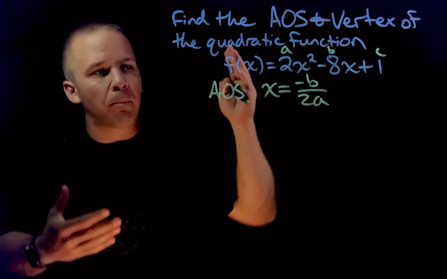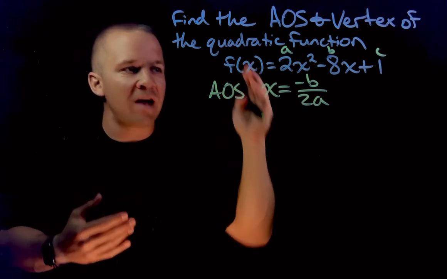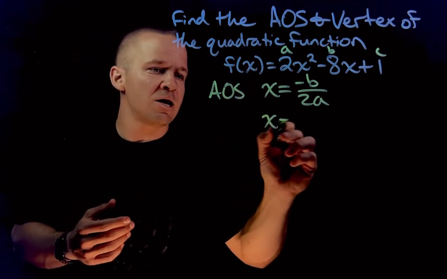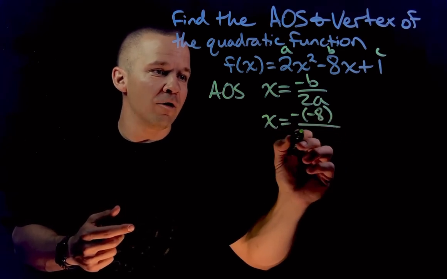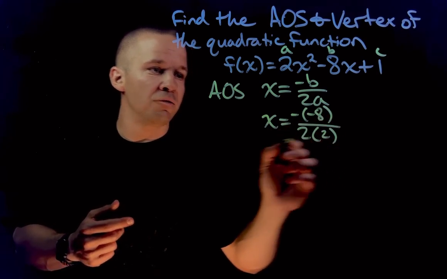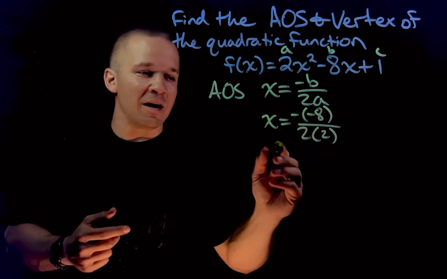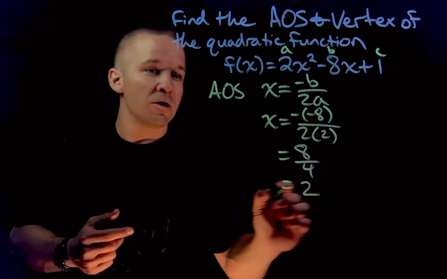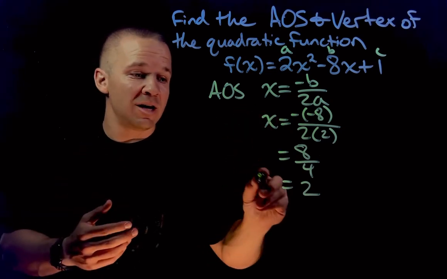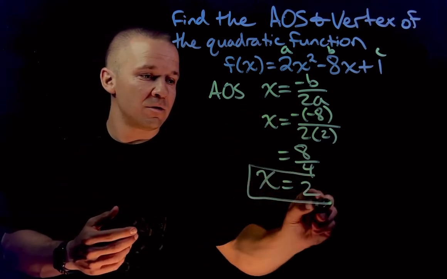All right, I'm going to plug in 2 for a, and negative 8 for b. So I'm going to have x equals negative 8 over 2 times 2 for a. So now I have negative 8, that's going to be positive 8 divided by 4. That's going to give me 2. So my axis of symmetry here is x equals 2.